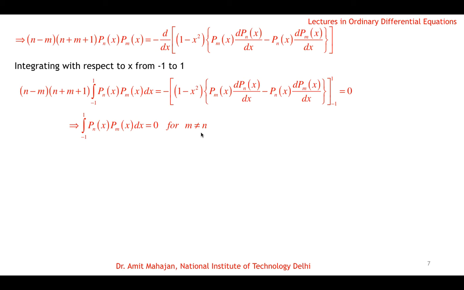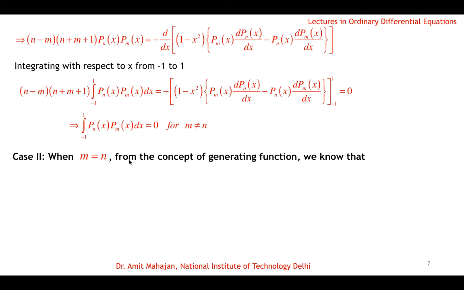The second result is for the case when m equals n. Okay, so when m equals n, then Pm(x) and Pn(x) are the same function, so instead of two equations we have only one equation, so this process cannot be used. So in that case we use the generating function. Okay, and we know that this is the generating function and it is equal to this series.